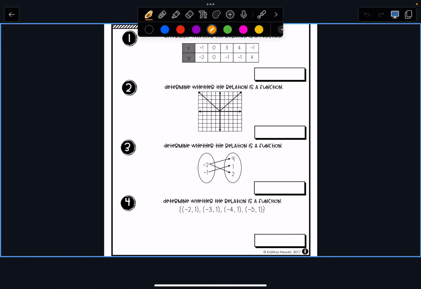Okay, so on your whiteboard, I won't even ask you to write the explanation, but on your whiteboard, write 1, 2, 3, 4, and write yes or no for each.